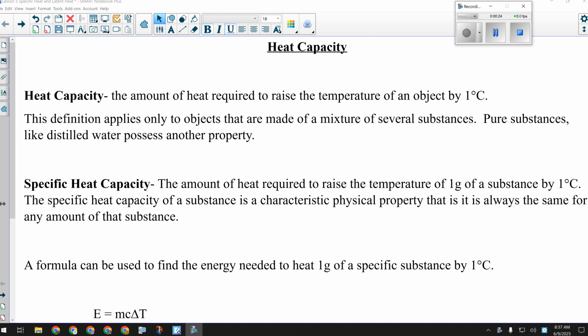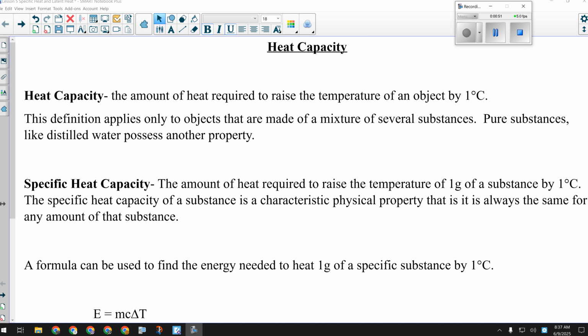Now, heat capacity is a physical property. So back to the chemistry unit. Physical properties are things that a substance would have that are unique to it. So for example, solubility, boiling point, melting point, color, all that stuff we talked about back in chemistry. Heat capacity is another physical property. We didn't talk about it back in chemistry, but it is, and it's something that is unique to each substance.